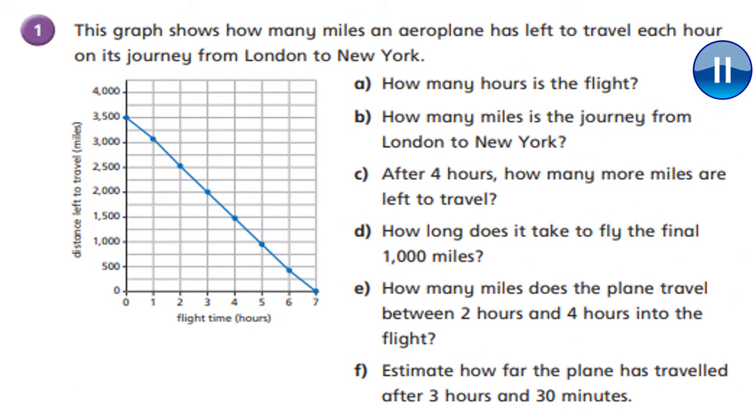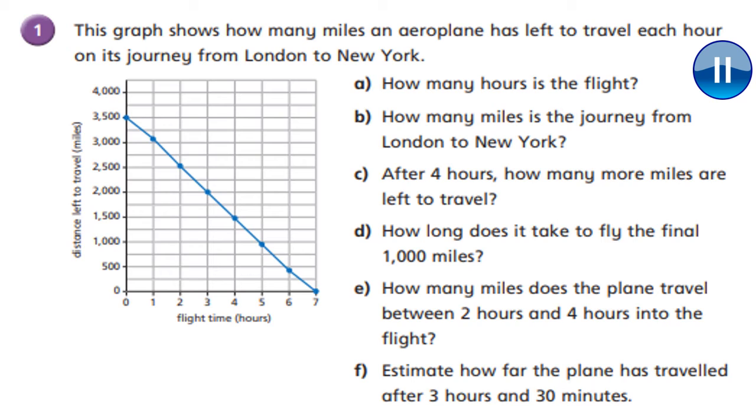Now have a go at answering the following questions based on this line graph showing how many miles an aeroplane has left to travel each hour on its journey from London to New York. Along the left-hand side we have the distance left to travel, going up in 500-mile intervals, and along the bottom we have the hours, going up in 1-hour intervals.